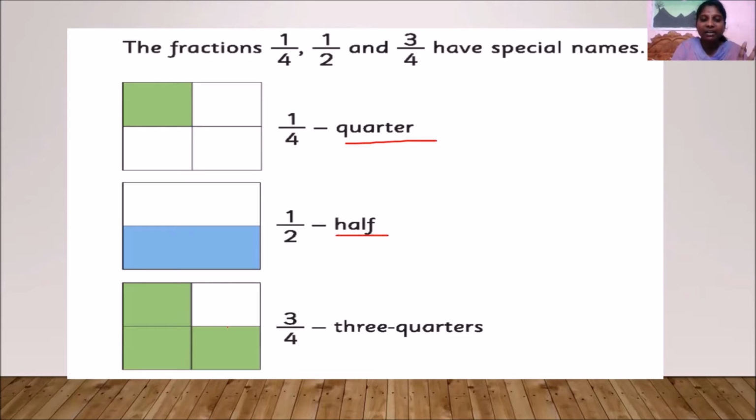In the third image, the rectangle is divided into 4 equal parts and the shaded portions are 3. It is written as 3/4. The special name is three-quarters.